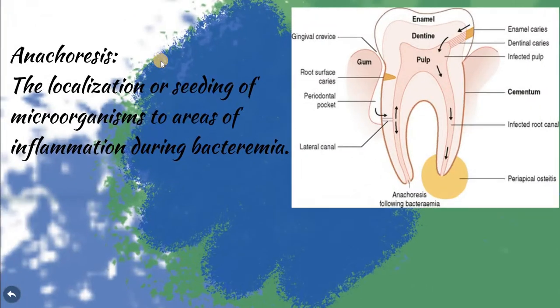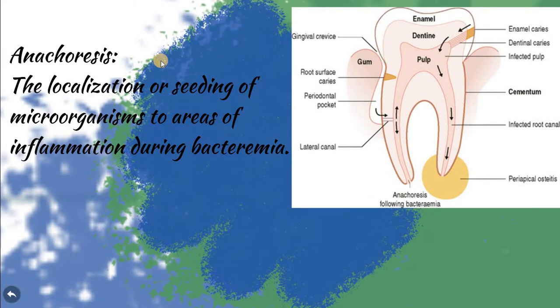The first term is Anachoresis. This is a synonym to bacteremia. For example, it's the process by which a microorganism travels through the blood and lymph, and when it reaches the damaged tissue, it will leave the blood and lymph, enter the damaged tissue, and establish an infection.